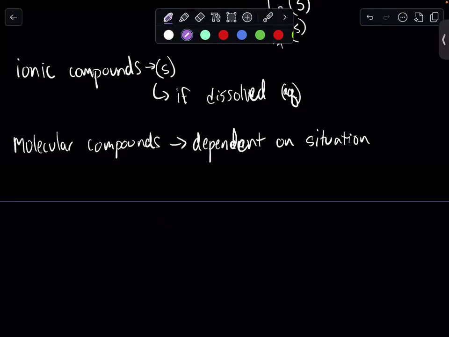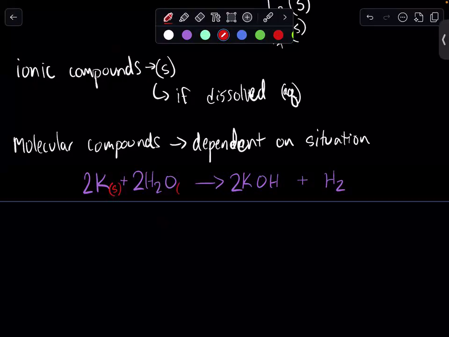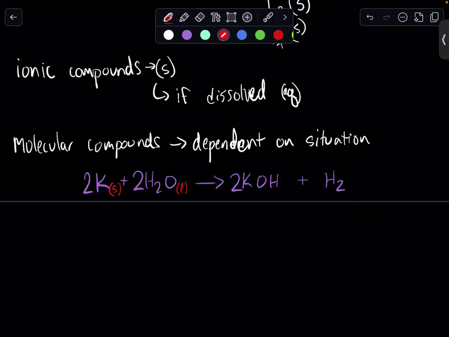So let's do one quick example of using state symbols. Our first equation, 2K plus H2O, reacts to form KOH plus H2. As we analyze this, oh, I should finish putting these here. As we analyze this, K, that's potassium, that's a metal. Metals are solid. H2O, that's water, and usually water is going to be in its liquid phase. KOH, that's a metal and a polyatomic nonmetal. This is what we call an ionic compound.